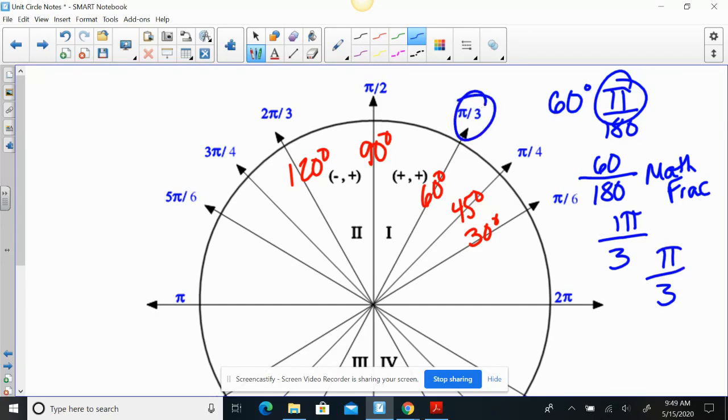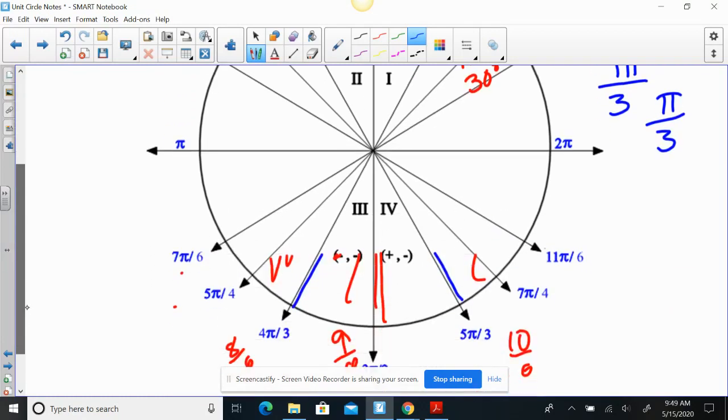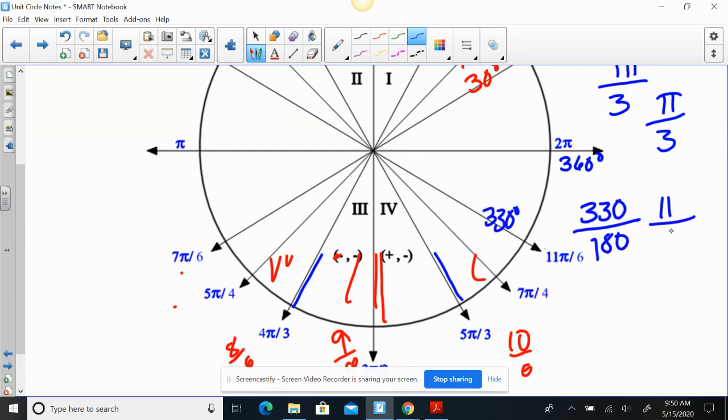So 60 degrees, pi over 3. That will work for any of these. So we know that this one down here is one big gap away from 360. So this would be 330. And I can do the same thing. 330 divided by 180, math fraction gives me 11 over 6, and then I'm just going to put my pi back, so 11 pi over 6.